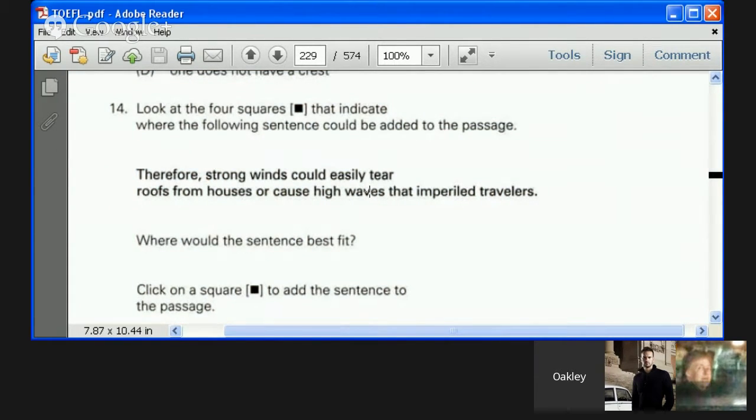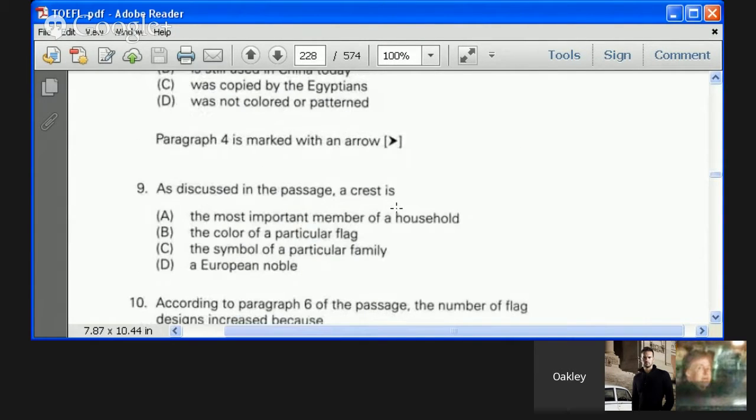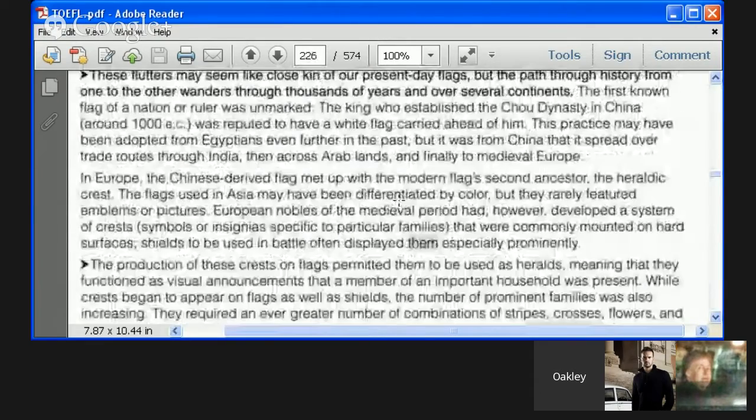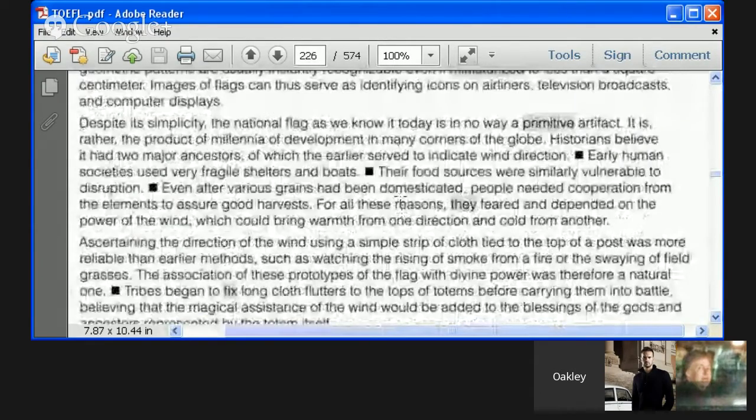Therefore, strong winds could tear roofs from houses and cause waves. Strong winds could tear roofs and cause waves. All right, let's take a look. Our biggest clue is therefore. All right, so you start obviously ahead of the first square.